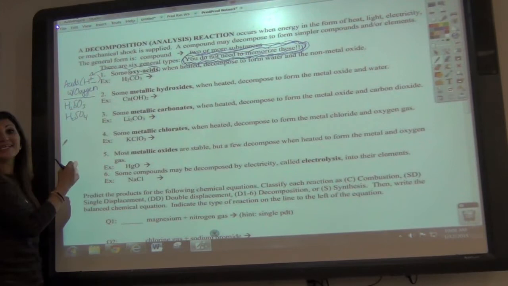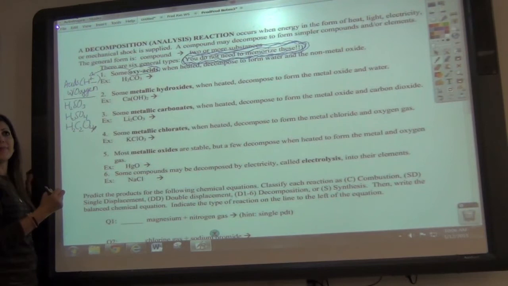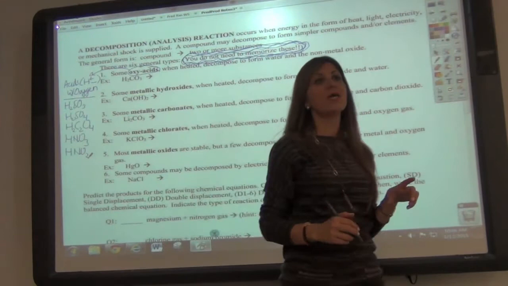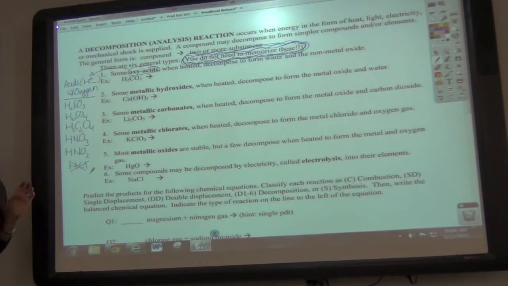Maybe oxalic acid, oxalate, which is H2C2O4. Maybe nitric acid, HNO3 is nitric acid. Maybe nitrous acid, HNO2. Okay? So these would all be oxy acids. What wouldn't be an oxy acid would be something like HCl. Why not? There's no oxygen. Good. There's no oxygen in it. So it has to be an acid with oxygen in it in order to use this one.